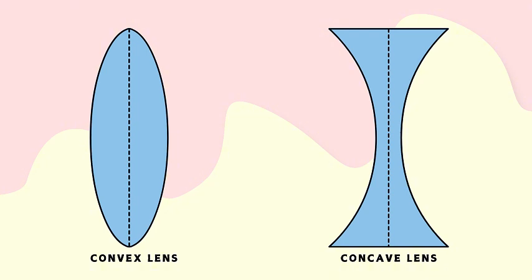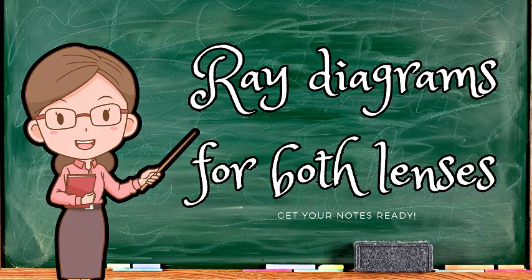Here, we see two lenses, a convex lens on the left and a concave lens on the right. Notice how the convex lens is thicker in the middle. This allows it to converge light rays to a focal point. The concave lens is thinner in the middle. It spreads light rays outward as if they're coming from a focal point on the same side. In this class, we'll use these principles to construct ray diagrams for both lenses.